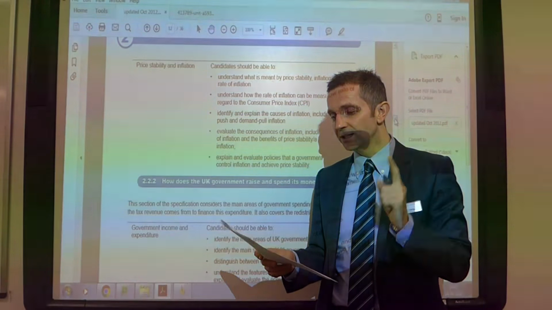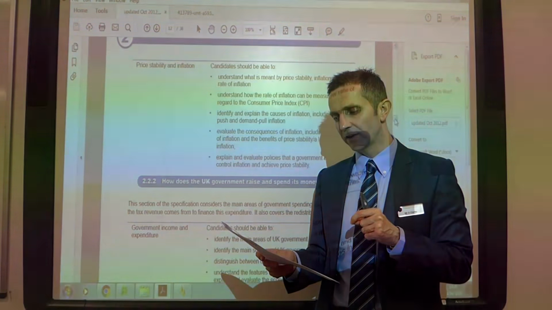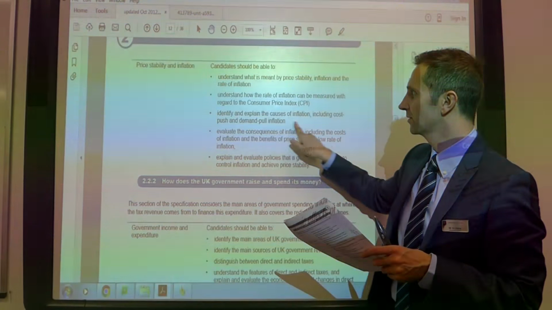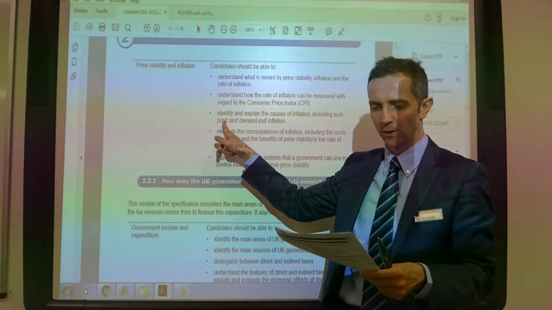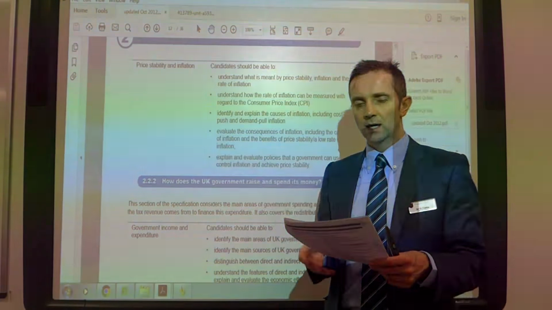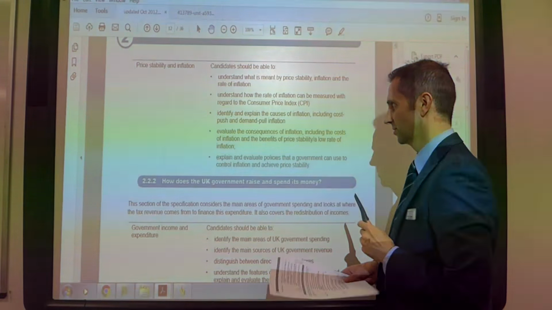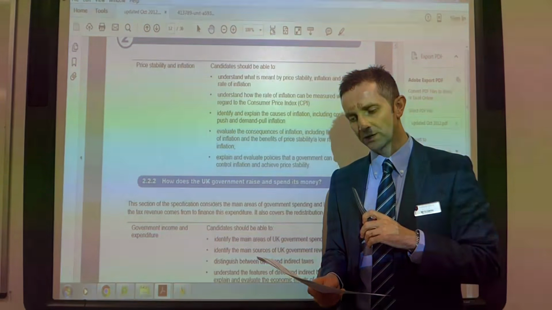This hasn't been asked. Identify and explain the causes of inflation, including cost push and demand pull. So that's your 3rd bullet point there. That's not been asked before. Evaluate the consequences of inflation, including costs and benefits of price stability. Now, that has been asked in part. So the costs part of that was asked for discussion, but not anything to do with benefits. So there's potential for a question there.